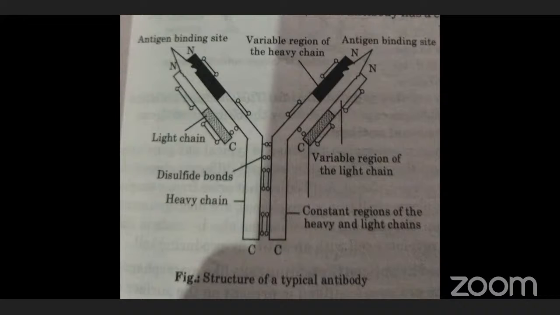And it has two chains. What are they? One is a light chain, another one is a heavy chain. This is called the light chain, the shorter one. This is called the heavy chain. So heavy chains are the longer ones, and the light chains are the shorter ones.